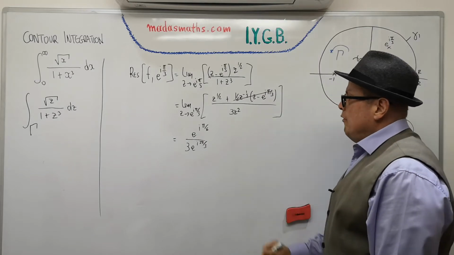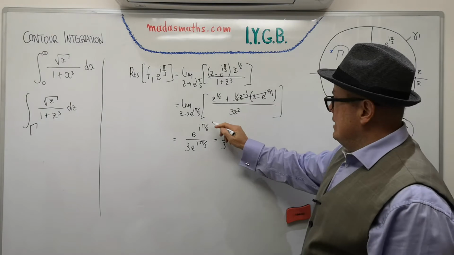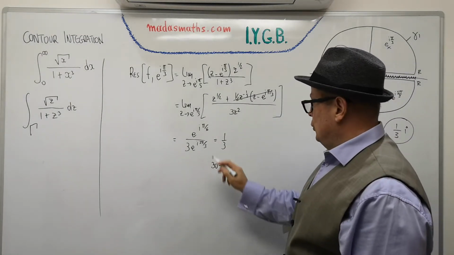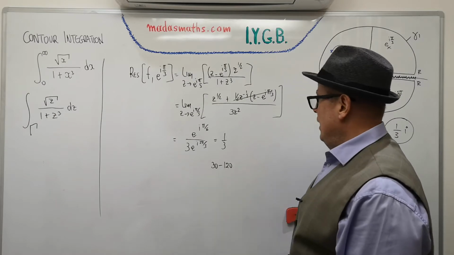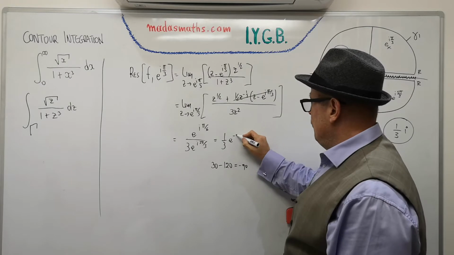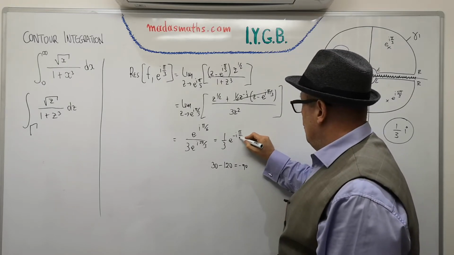Okay. That's definitely a third, first of all. And this is now 30 degrees minus 120 degrees. So that is, of course, minus 90 degrees. So that's e to the minus i pi over 2.